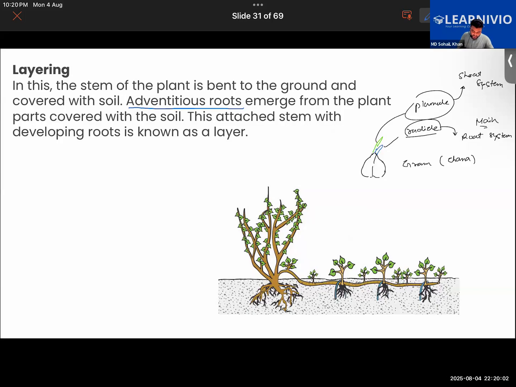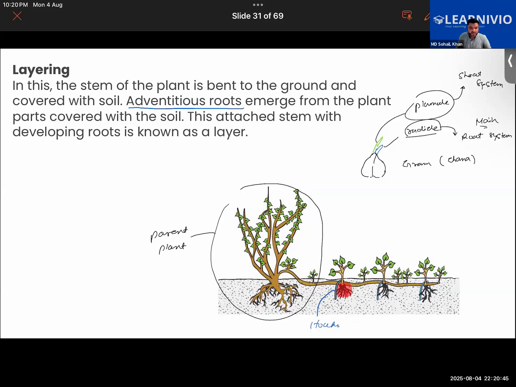Okay, look over here. We have forcefully attached these stems close to the ground with the help of these hooks. Then we have covered them with soil. Later on, we observe that adventitious roots have started to grow out of it, and the shoot system has also developed from it. So a new plant will now start to grow out of it. That is the method of layering, in which we forcefully bend the branch, the stem of the plant, to the soil while it is still attached to the parent plant. See, it's still attached to the parent plant.